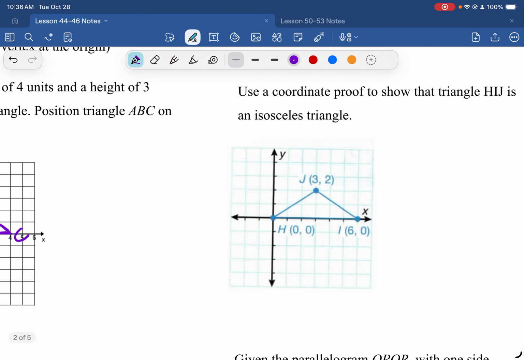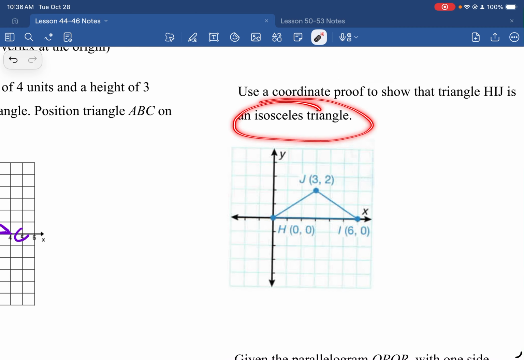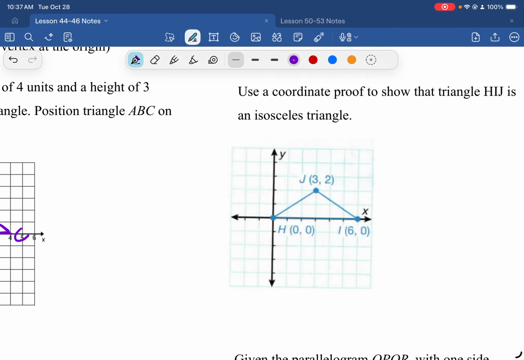This one requires a little bit more work. It's asking us to use the coordinate proof that's given to show that triangle HIJ is an isosceles triangle. Now, it's important that you remember isosceles means that these two sides are congruent. They're the exact same length, exact same distance. So the way we're going to prove that is we're going to find the distance of JI.